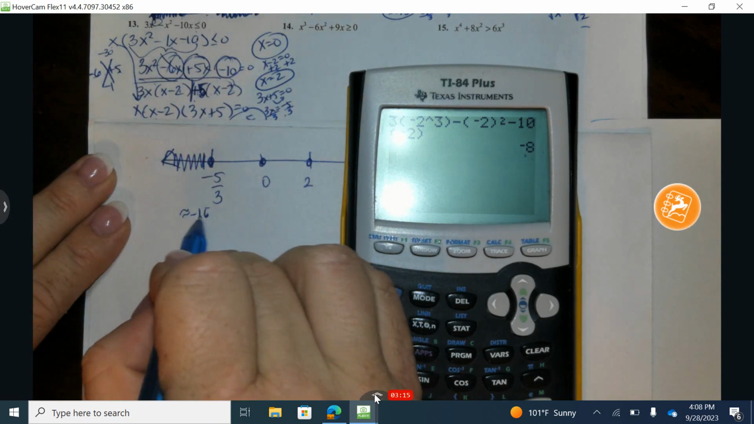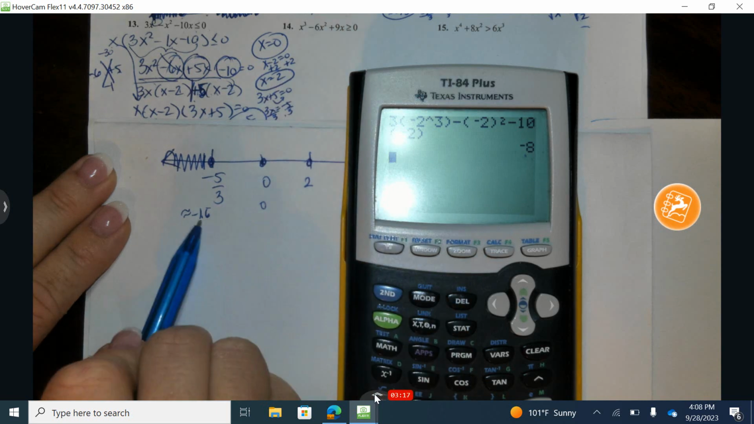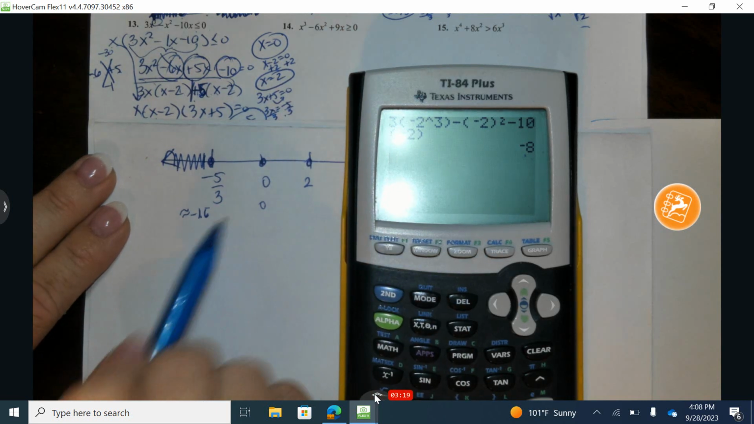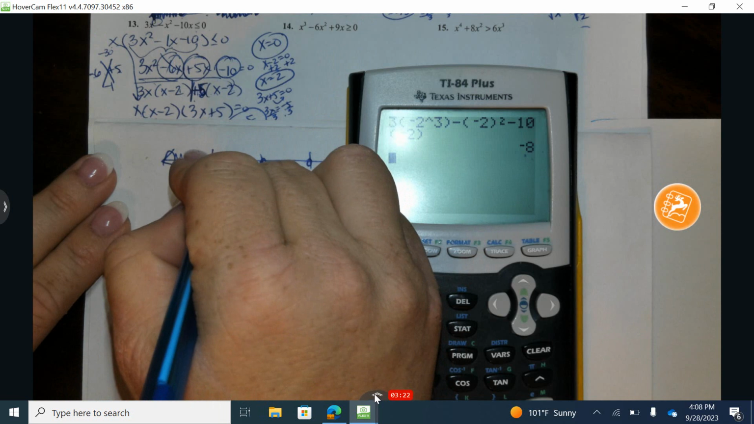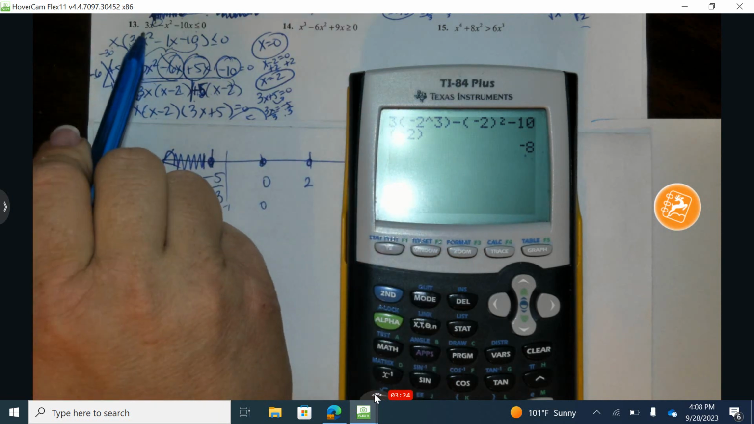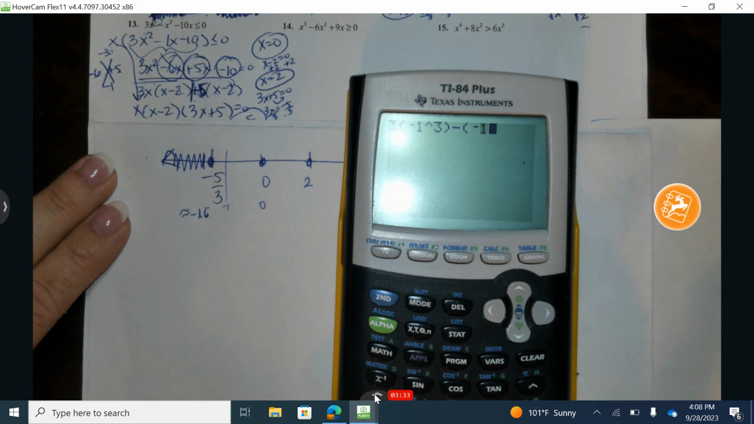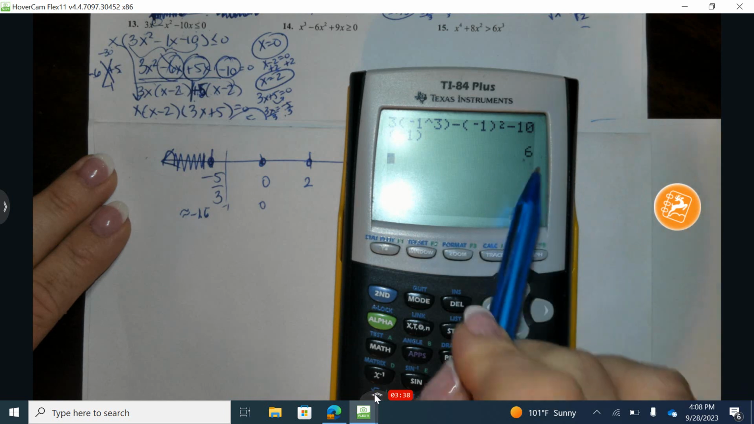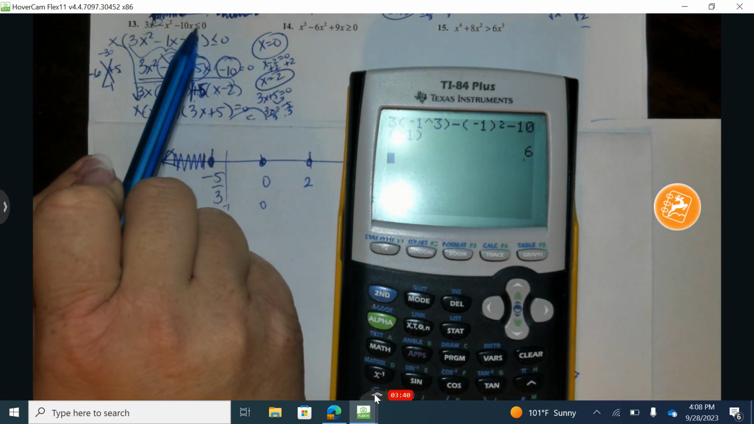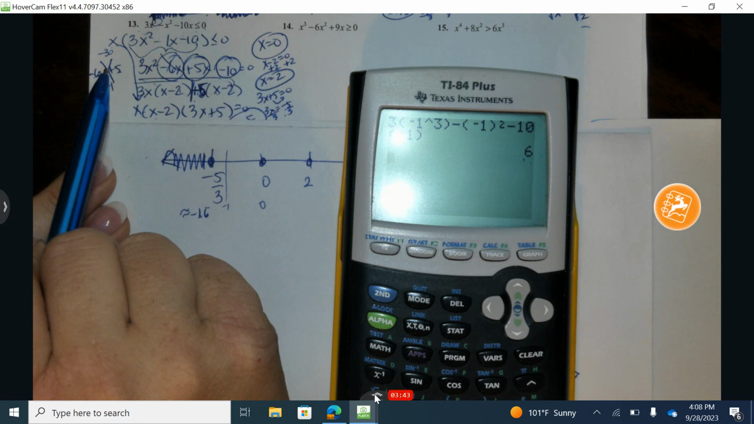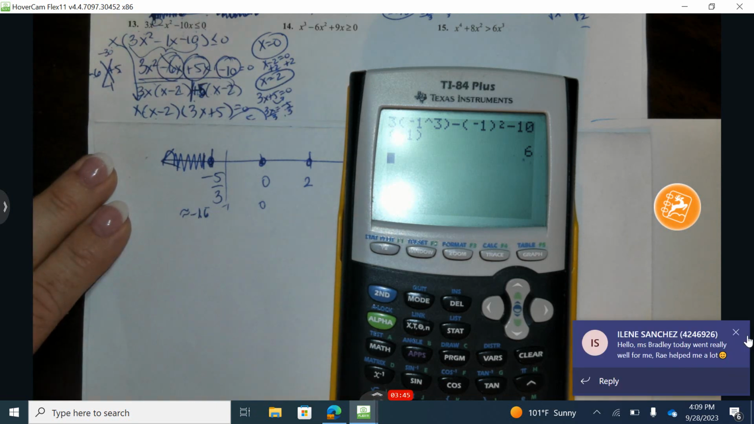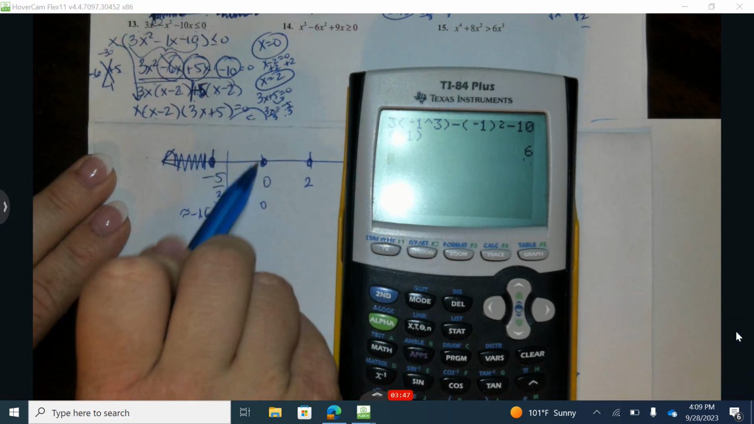Now I choose any number between negative 1.6 and 0. So what number is in between? It could be like negative 0.5, or it could even be like negative 1. This is where negative 1 would be. I'm going to try negative 1. So I have 3 times quantity negative 1 to the 3rd, subtract negative 1 squared minus 10 times negative 1. I get an answer of 6. Is 6 less than or equal to 0? 6 isn't less than 0. Since 6 is not less than 0, I leave this blank.